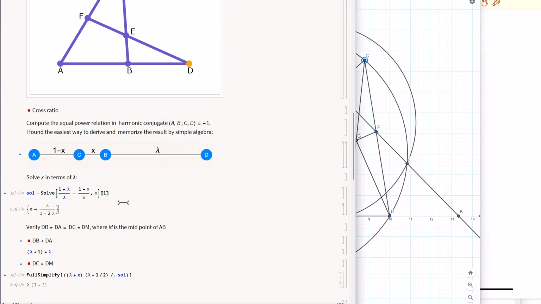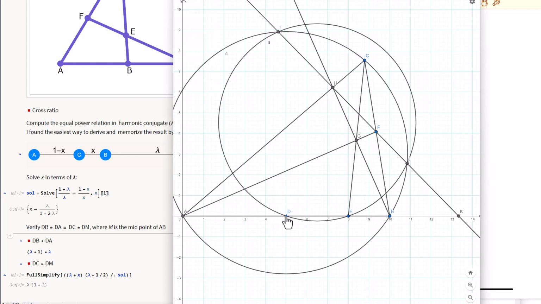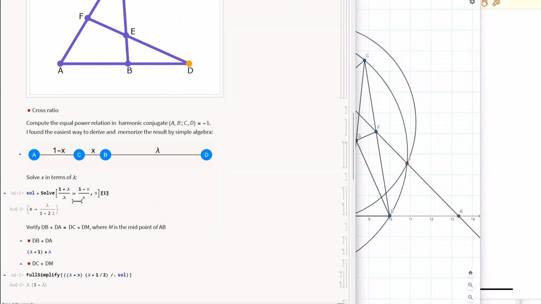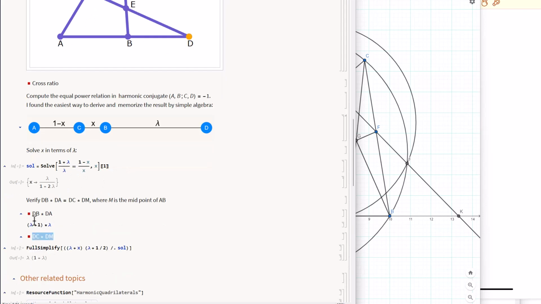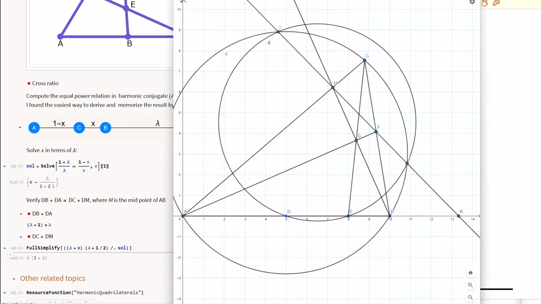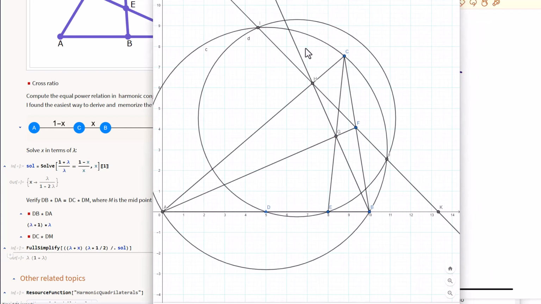Okay. And then you can just verify that DB times DA is equal to DC times DM, where M is the midpoint here. So this one gives you an algebraic expression of the exact equation you have.